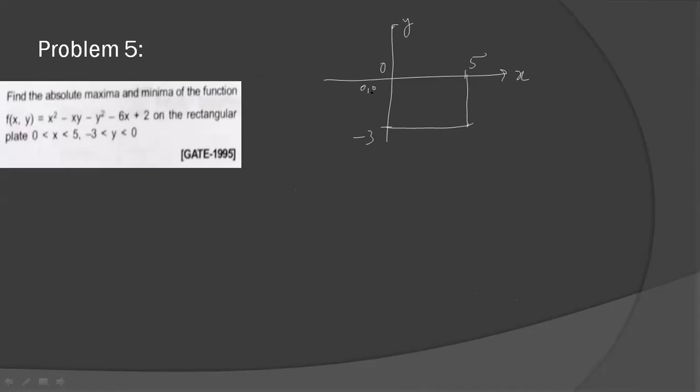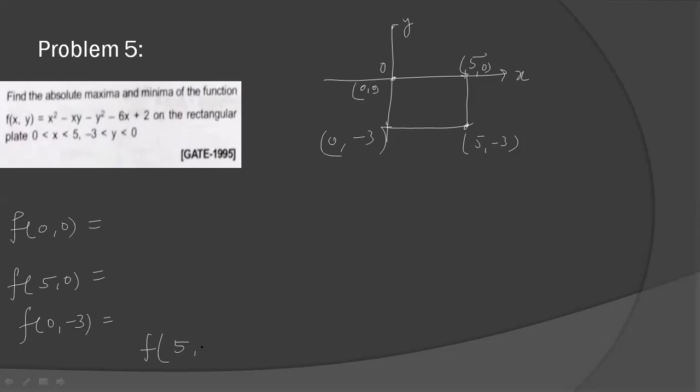This coordinate is (0, 0). This is (5, 0). This is (0, minus 3). This is (5, minus 3). So for the closed and bounded region, we have to check at the boundary points also. Now check the value at (0, 0), at (5, 0), at (0, minus 3). This work I have to do for the bounded region only, because in that region we know the points are boundary points or the corner points.